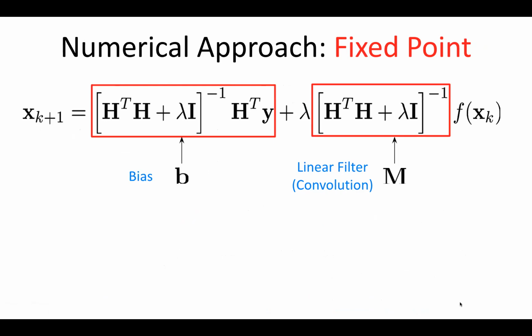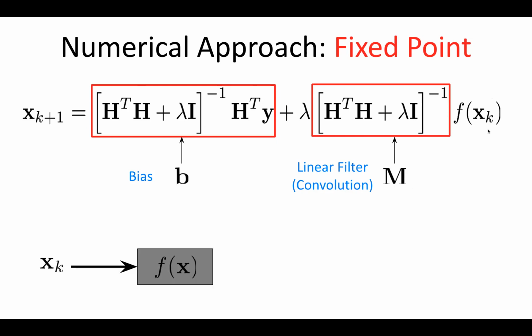Let me rewrite this in a slightly cleaner form so you can see what this is doing. x_{k+1} is equal to this term here in the first red rectangle, which is fixed. You can think of it as just a bias. It's in terms of the input data. You can compute it once and leave it alone. You'd never have to compute it again. And then the second term has a fixed matrix here. And that matrix, you can think of it as a linear filter. It's a convolution. And then F of x is the nonlinearity, which in this case is the denoiser.